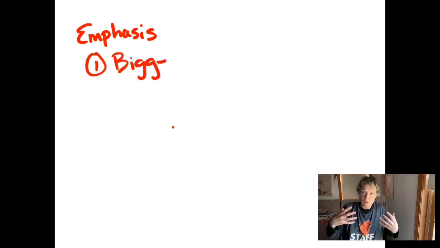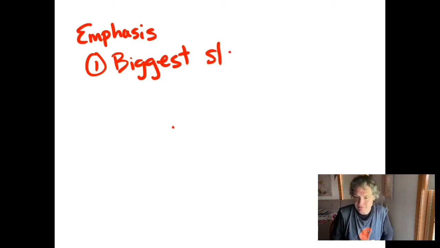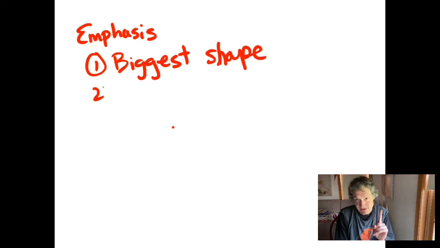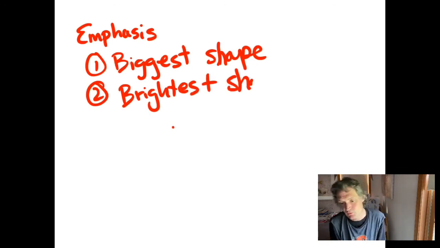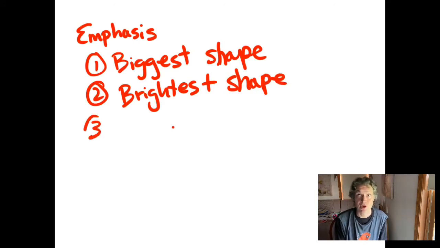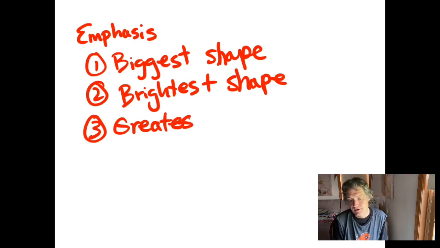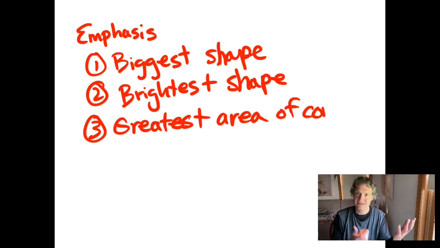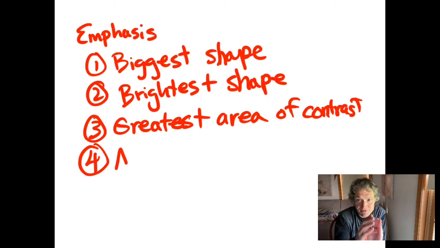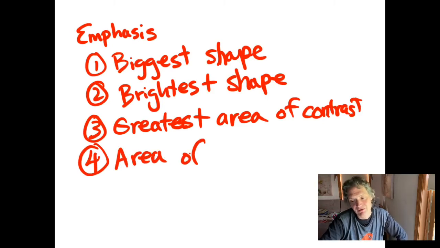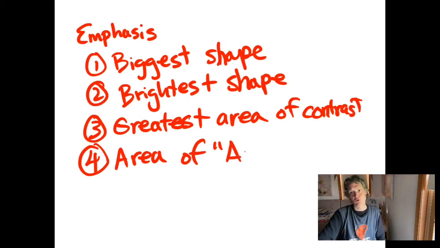And of course, why did he stand out? Well, there were several reasons. To establish emphasis, to have a clear focal point, one way is the biggest shape. Your eye will usually go to the biggest shape. Another way is the brightest. So color intensity, very bright versus dull. Greatest contrast. So the lightest light next to the darkest dark, or the brightest bright next to the dullest dull, or the biggest big next to the smallest small. The area of greatest contrast will establish a focal point.